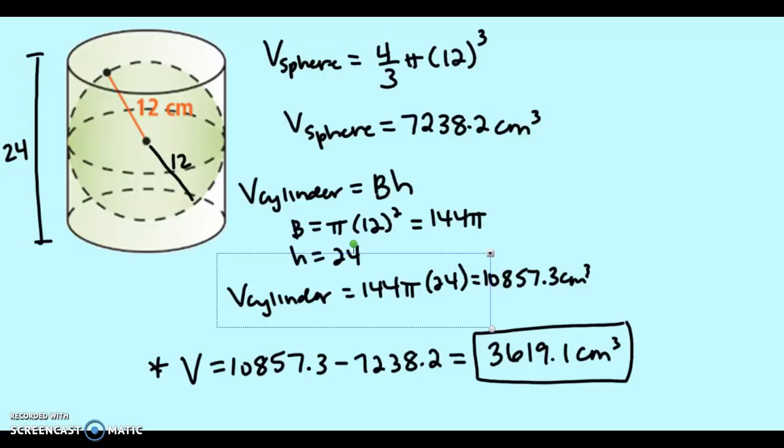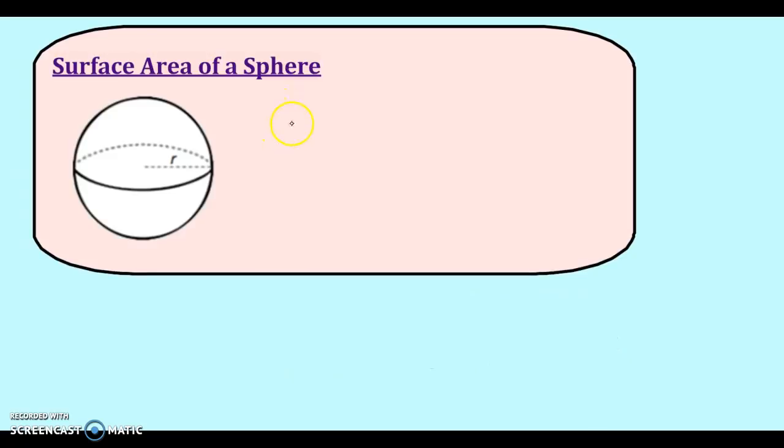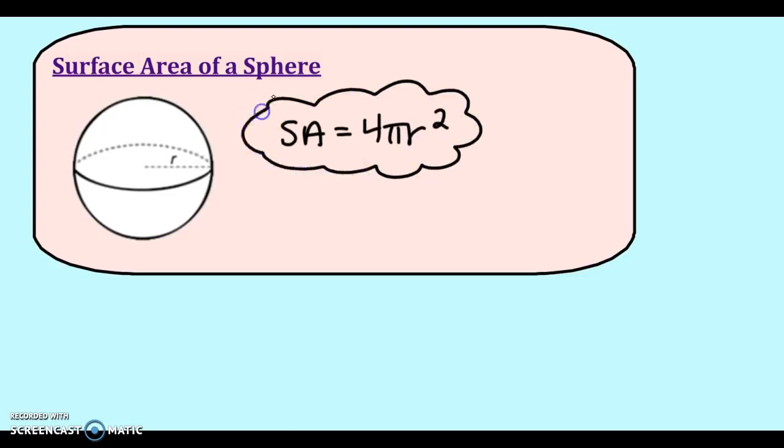The final example that we are going to see revolves around surface area. So this is actually one of the easier formulas of what we are going to learn this chapter, and it's 4 pi r squared. So once again, you have your r as your radius.